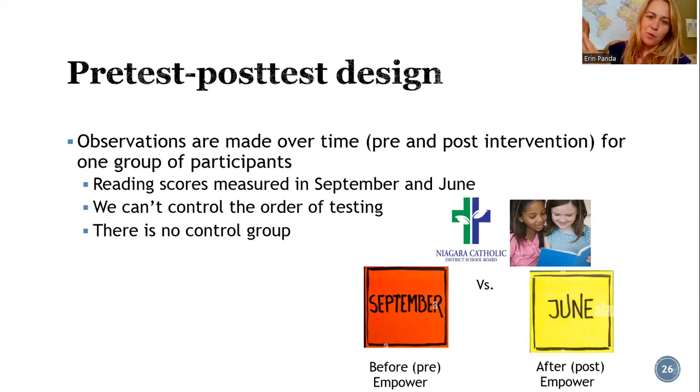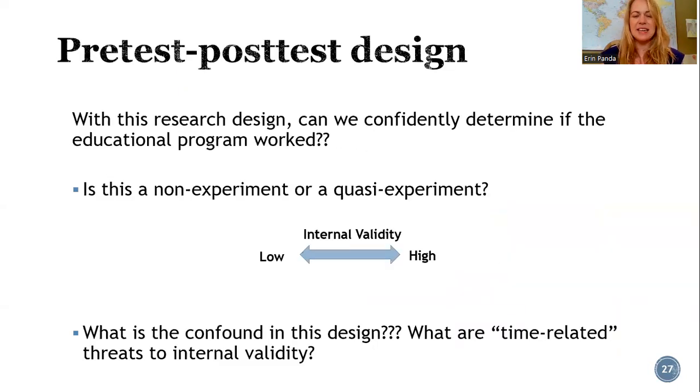This differs from what we'll be talking about in future weeks in the context of a within subjects experiment. And also key to this design is there's no control group. There's no other group that's not receiving the intervention that we could compare them to. So with this kind of design, can we confidently determine whether the program works? If we see an improvement between the fall and the spring in our kids who get the intervention, can we conclude it's because of the intervention?